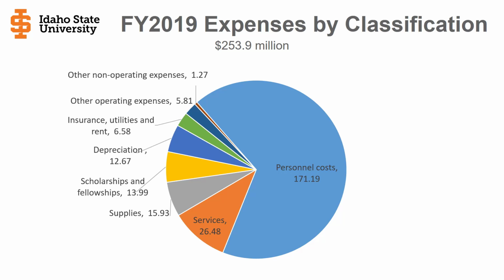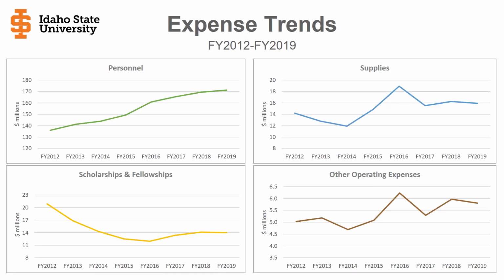Now, let's look at some of the activities that are driving our $29 million increase in total expenditures since 2012. The chart in the upper left corner depicts personnel expenses, and we can see that personnel expenses have increased by $35 million, or 26%, between 2012 and 2019. I will dig into this a bit further in just a moment.